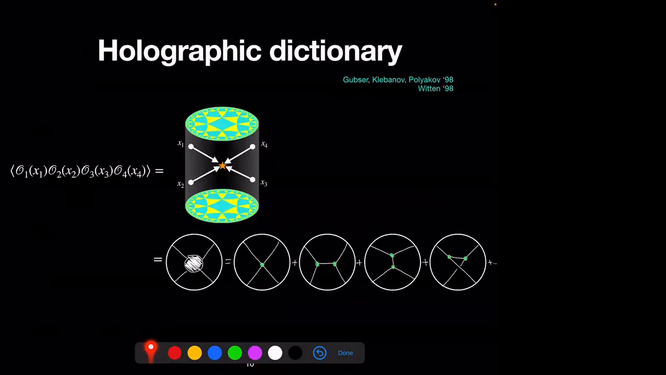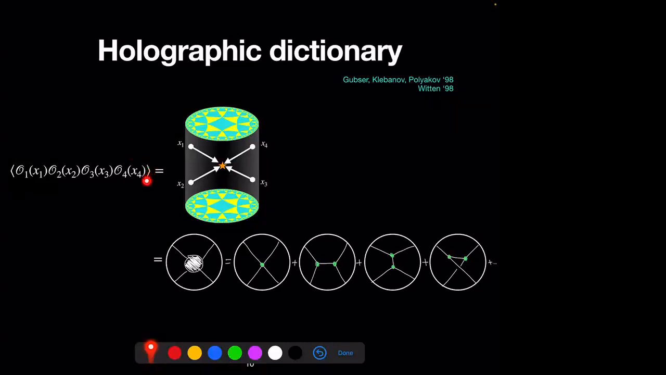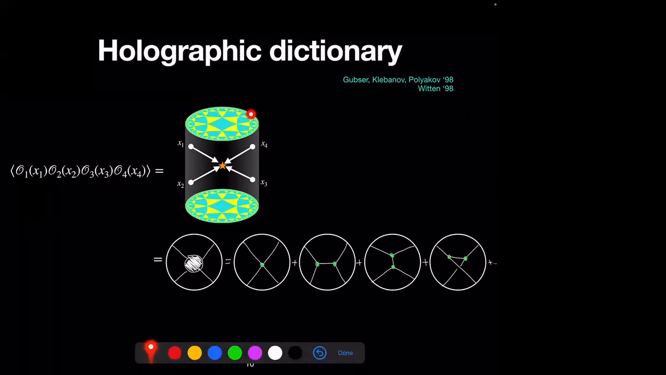Okay, so let me go to a specific element of the dictionary. This is obtained from the path integral element of the dictionary, specialized to the 4-point function. So the dictionary says that the 4-point correlation function in a conformal field theory is equal to a Feynman diagrammatic expansion in the gravitational theory in AdS space.